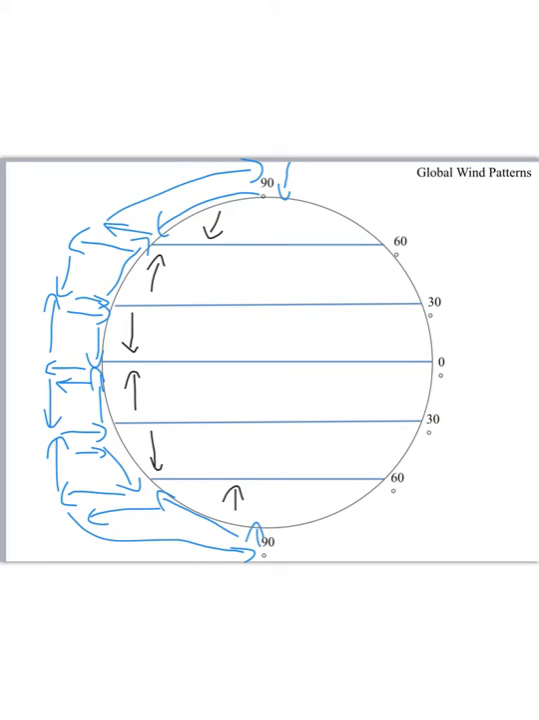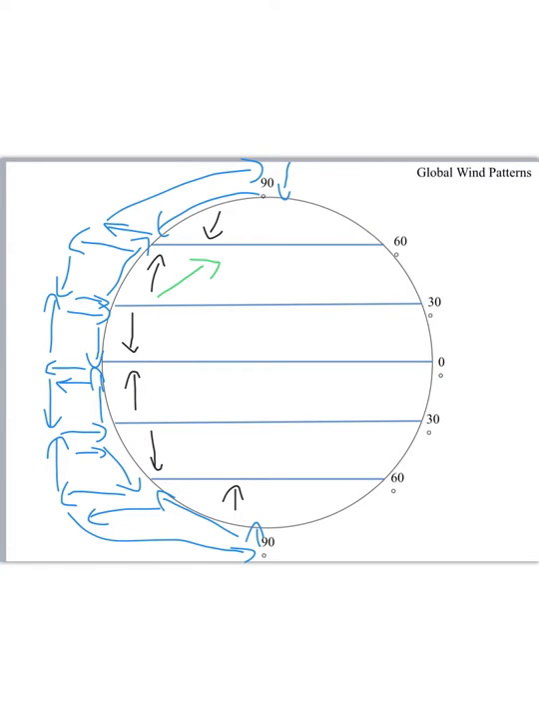Now choose a different color. I'm going to go with green. And wind's always going to move at a 45-degree angle from the direction that it wants to move because of the Coriolis force. So if I look at this black arrow between the 30 and 60 degree latitude, my wind is going to go that way because it's a 45-degree angle between this arrow and that arrow. That's a 45-degree angle.